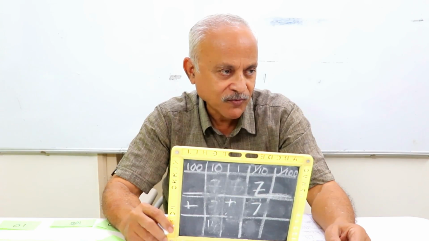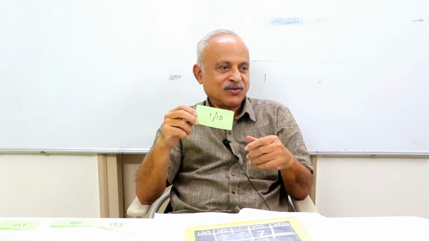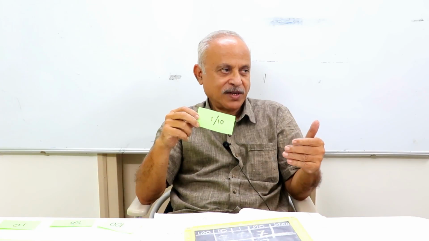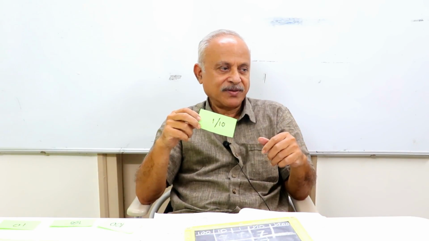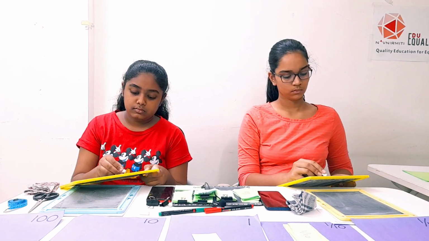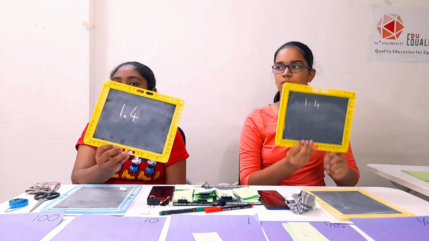And what will come in the house of ones? 1. Place it. Okay. So now, tell me what you have in the house of hundreds, 0. In the house of tens, 0. House of ones, 1. House of 1 by tens, 4. House of 1 by hundreds? 0. 0. Can you write that using decimal points? .4.